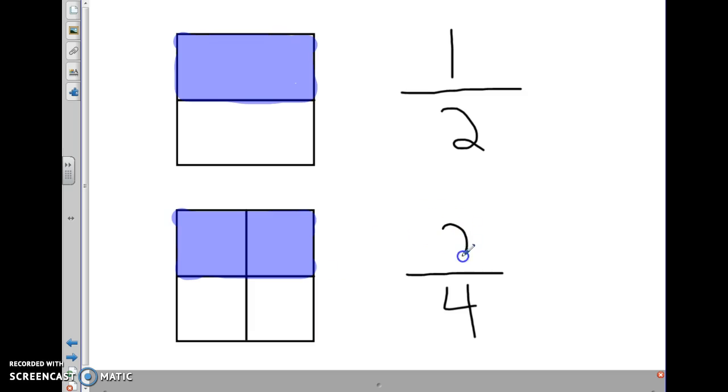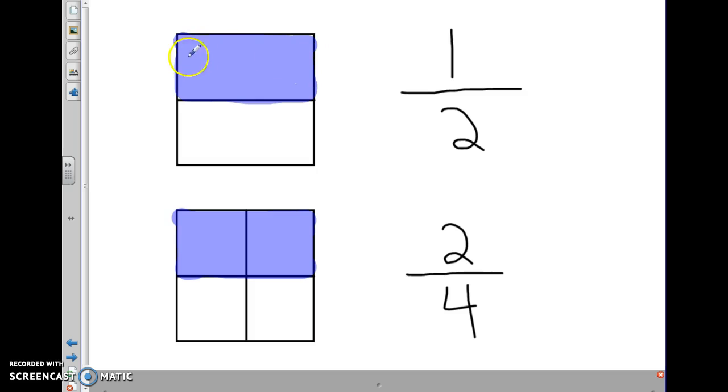There are 2 shaded. So an equivalent fraction means that the numbers themselves look different, right? This has a 1 on top, this has a 2 on top, this has a 2 on bottom, this has 4 on bottom. They look different, right? The numbers are different. But the value of those fractions is equal. That's why they are called equivalent fractions. They are equal, so they have equal value.